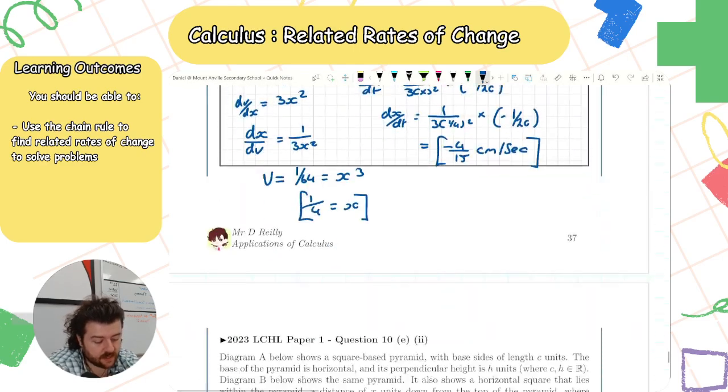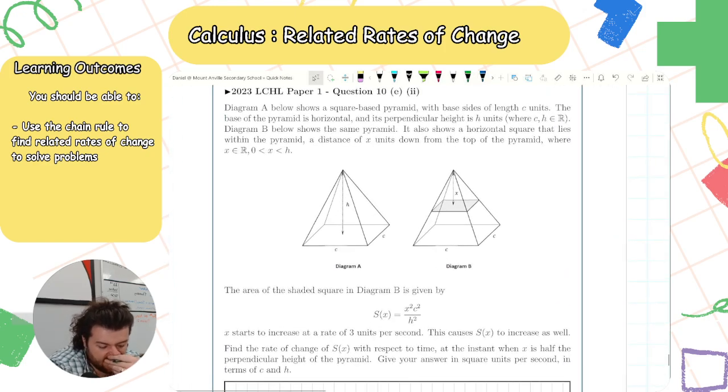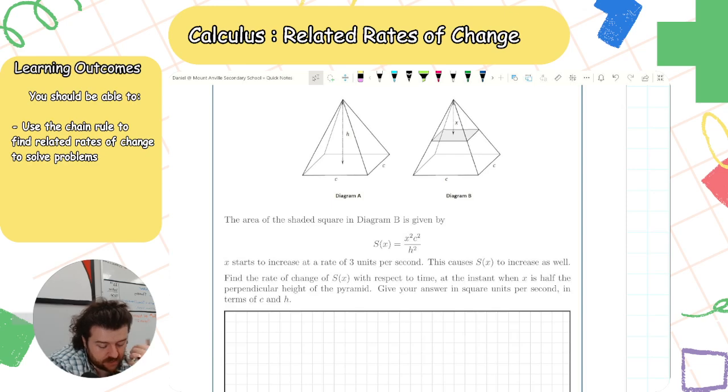Right, another one. So this one here, 2023. The diagram A below shows a square base pyramid whose base sides are of length c units. The base of the diagram is horizontal and perpendicular. Height is h units. Diagram B shows the same pyramid. It also shows a horizontal square that lies inside the pyramid, a distance x units down from the top of the pyramid. The area of the shaded square is given by this.